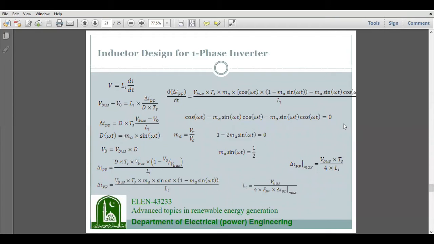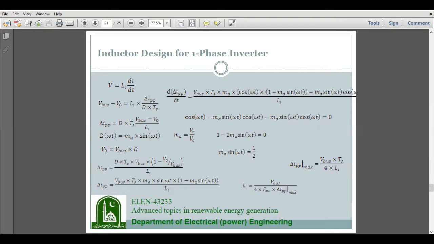In order to design filter components for a single-phase inverter, these are the steps taken. This is the voltage across the inductor. An inductor is connected between the DC bus and the AC output. So V bus minus V out will be equal to the inductor voltage, and the inductor voltage is equal to inductance multiplied by di by dt, and di by dt can be written as delta I peak to peak divided by duty cycle times the switching time. From here we can calculate delta I peak to peak, and it will be given by this expression.